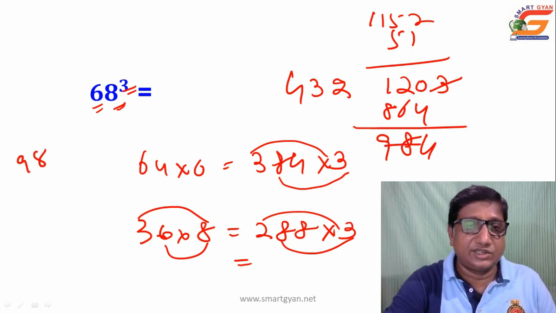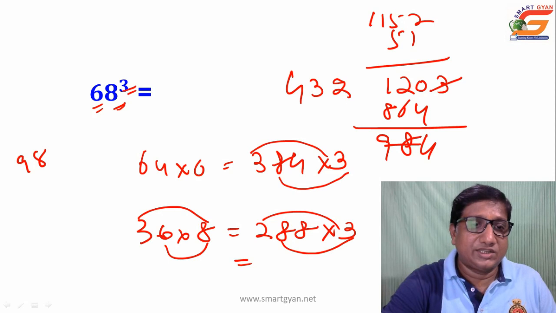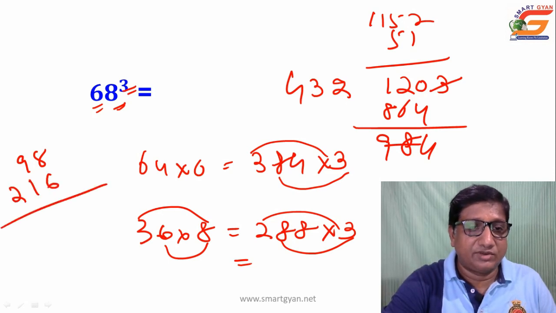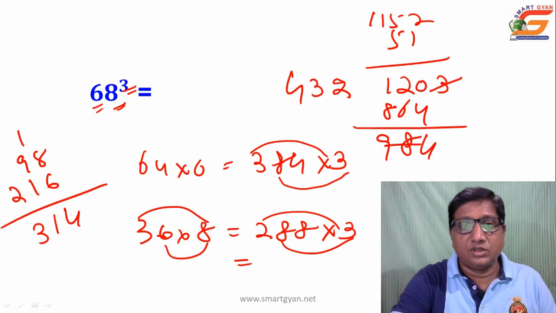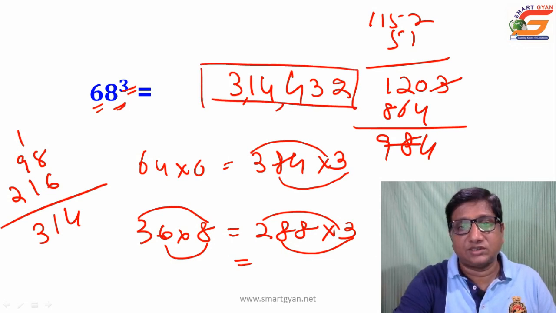Then 6 cube, 216, 216 plus 98, that is 314. So 68 cube is 314,432. This is your answer.